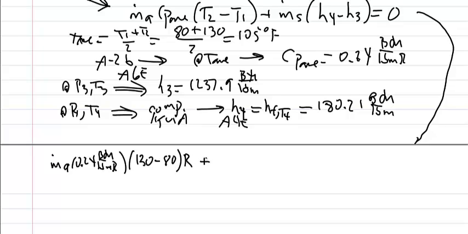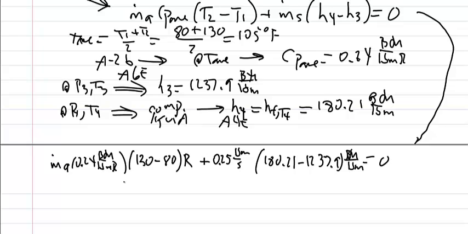We add to this the steam mass flow rate, which we have as 0.25 pounds mass per second, multiplied by the enthalpy change, so 180.21 minus 1237.9 BTUs per pound mass equals 0. And now we just solve for our unknown, which is the air mass flow rate, and we get 22.04 pounds mass per second.